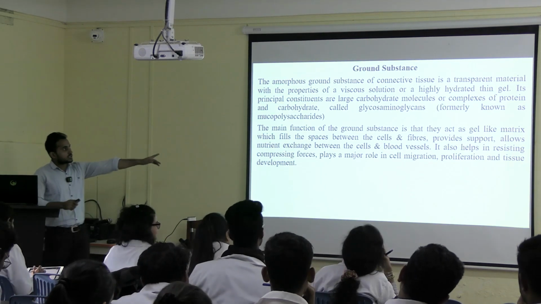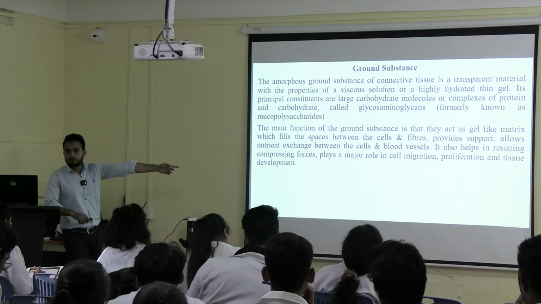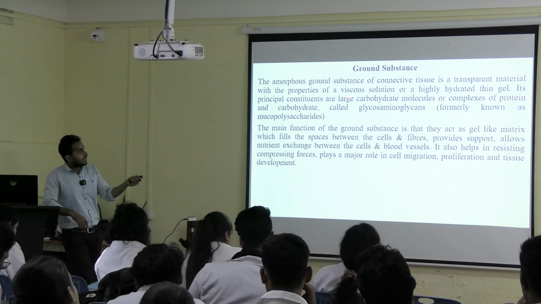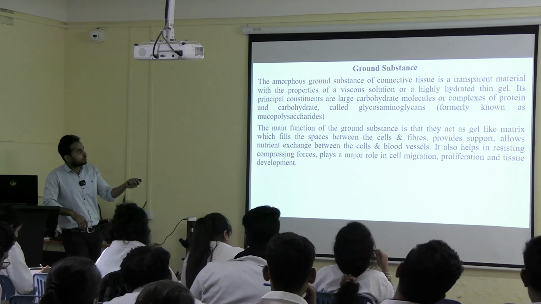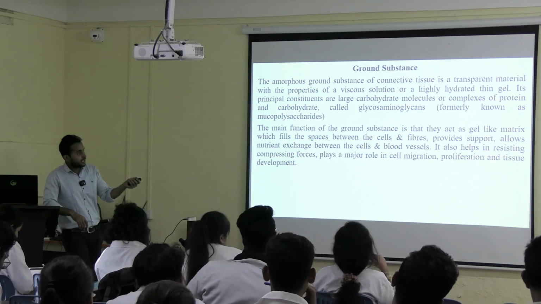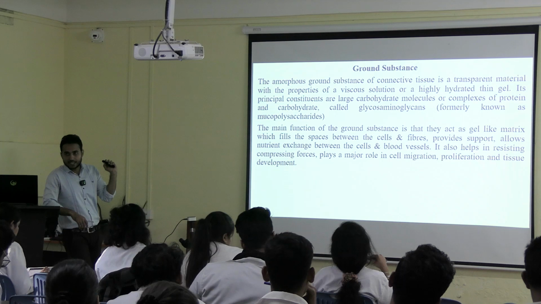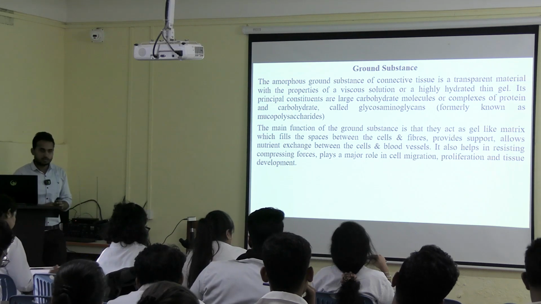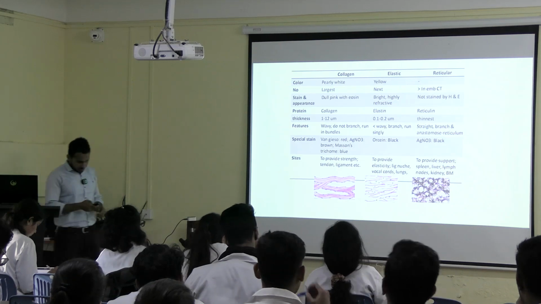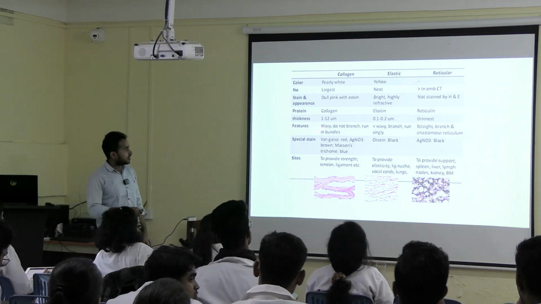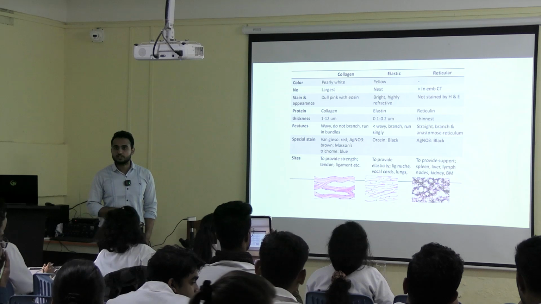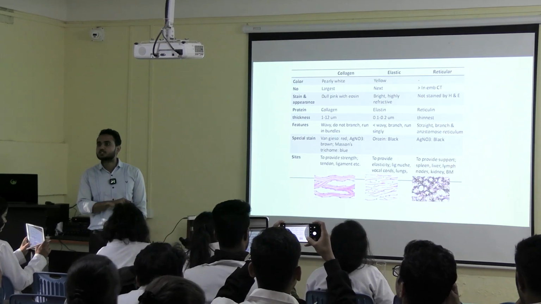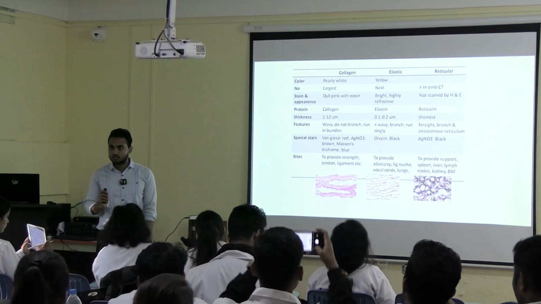So ground substance, what is it made up of, or what are the constituents of ground substance? As you can see, large carbohydrate molecules or complexes of protein and carbohydrates, that is called glycosaminoglycans. Now along with that, proteoglycans are also present. So this is the gist of whatever we have discussed so far. Till now, whatever we have discussed, this is the gist of the story, right?